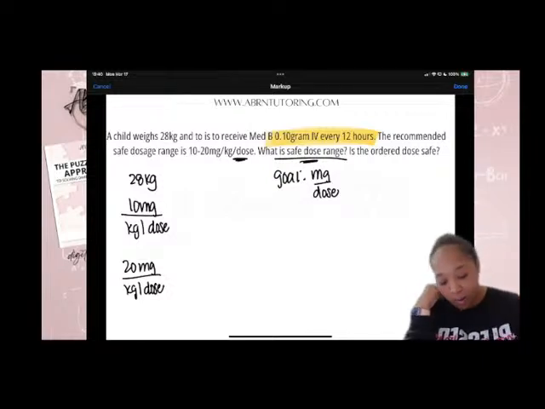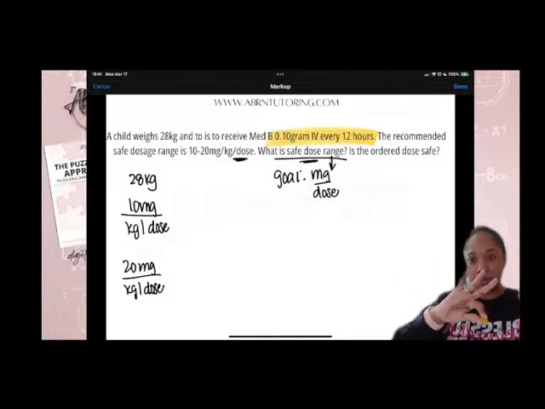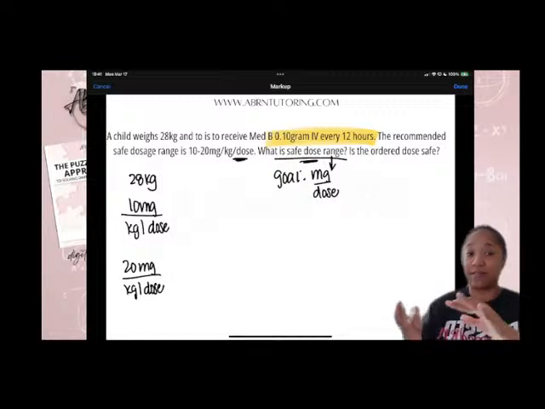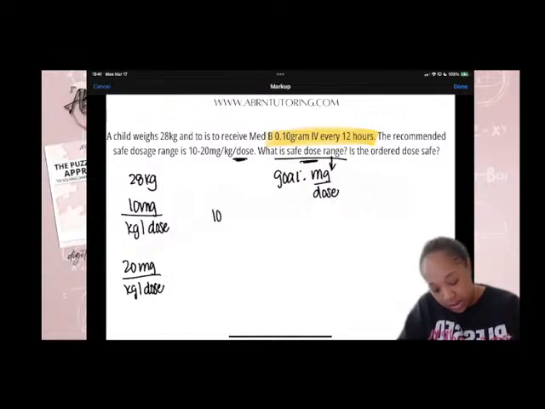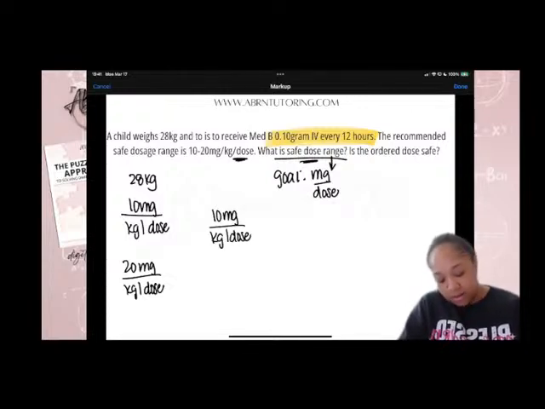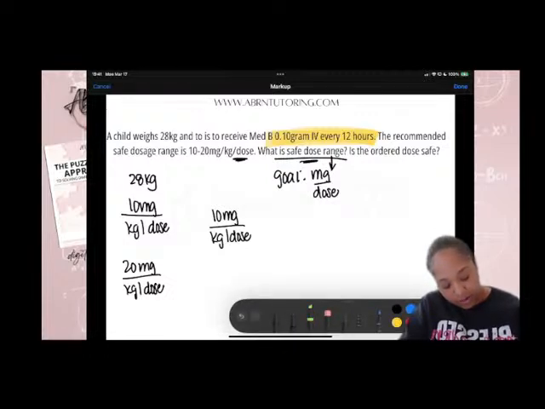So I always start with this top unit. These are our puzzle pieces on the side. So we got to do two separate problems because we got to find the least that they can have. Then we got to find the most that they can have. So if I'm going to start with this 10 milligrams per kilogram per dose, you see my milligrams are on the top. Kilogram and dose are on the bottom. So look, milligram is already on the top. Dose is already on the bottom. Only thing that needs to get rid of is kg.